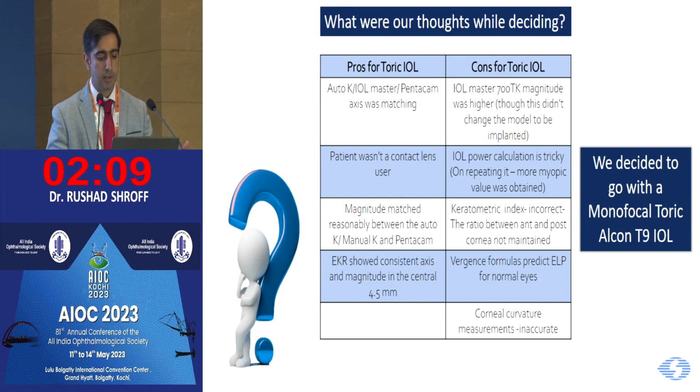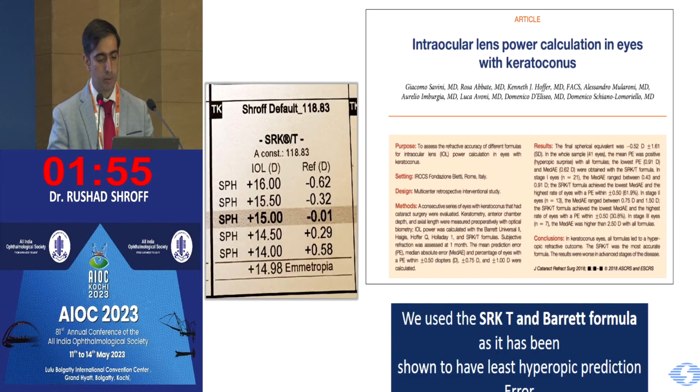The IOL power calculation, as is mentioned in keratoconus, it can be a little bit tricky. You may not be able to hit the target. And as I mentioned earlier, problems with the ELP, etc. But with all this in mind, we decided to go with a monofocal toric IOL. And we went, in this case, looking at both the SRK/T and the Barrett TK Universal formulas, and we went for the slightly more myopic value.